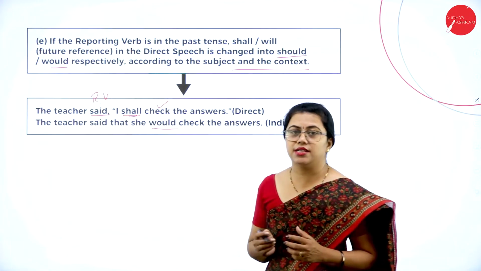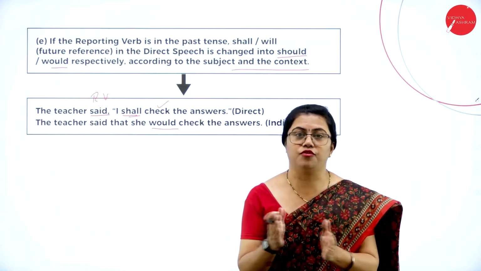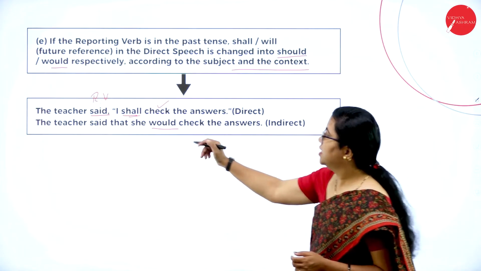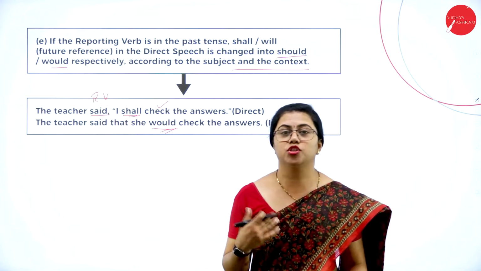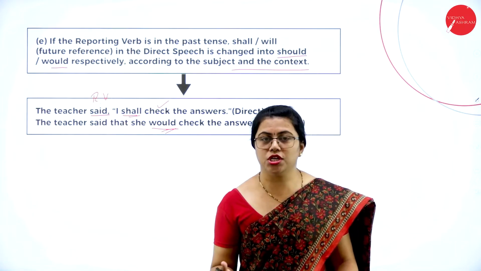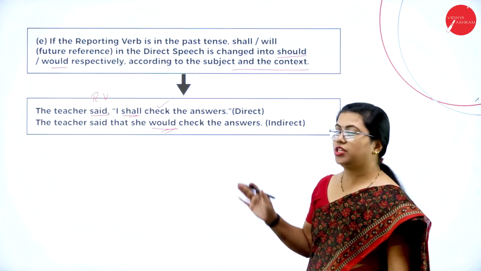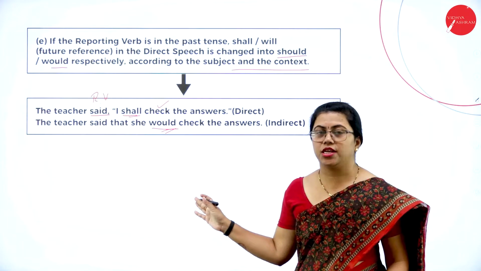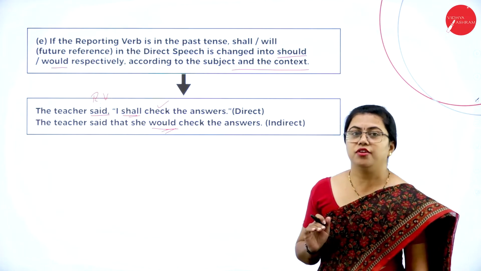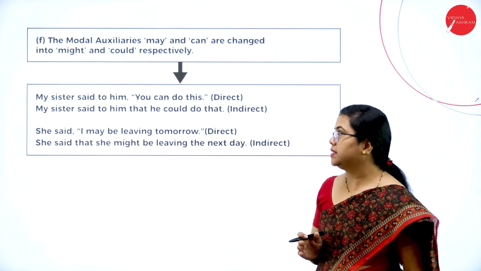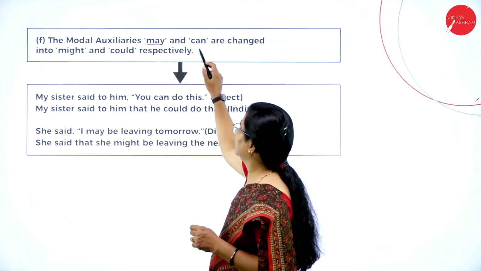I shall check the answers. So teacher would be checking it in future. So that is the reference given. That is the reason here shall is changed to would. So based on the context, whenever it is going to happen, that is in future, that time you need to be very careful. It is she would check the answers in this context. So this is how you change from direct to indirect when you are using shall and will. I'll give you a few more examples here. The modal auxiliaries, that is may and can.